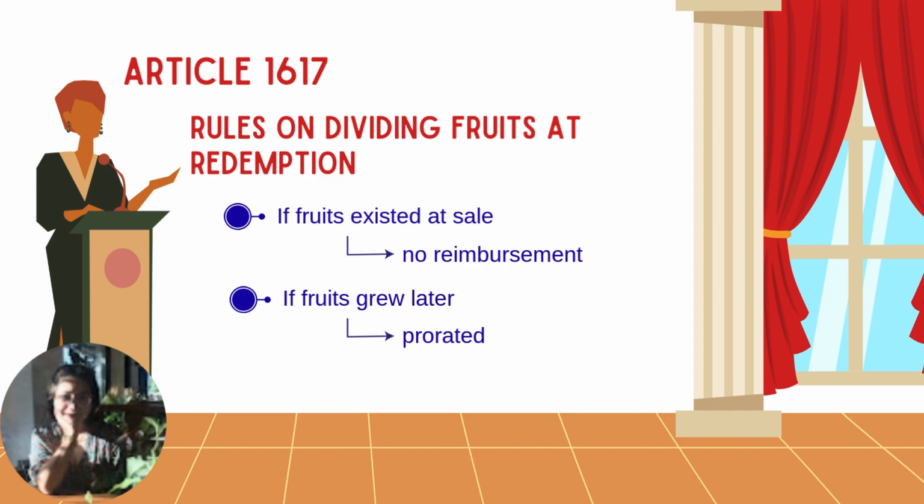If there were no fruits at the time of the sale, but some exist at the time of redemption, they shall be prorated between the vendor and the vendee. So the vendee is given a portion corresponding to the time he possessed the land in the last year, counted from the anniversary of the date of the sale.